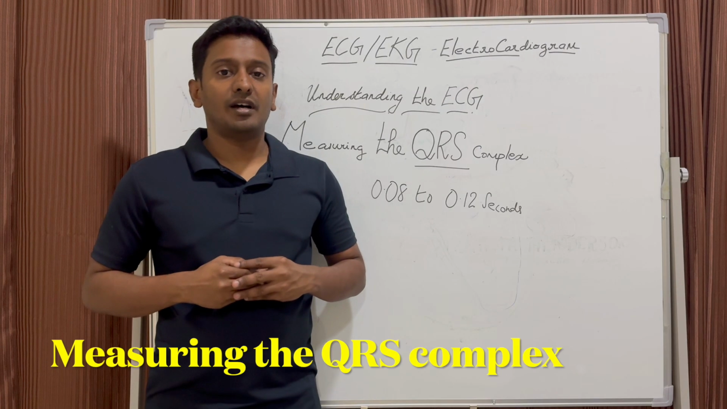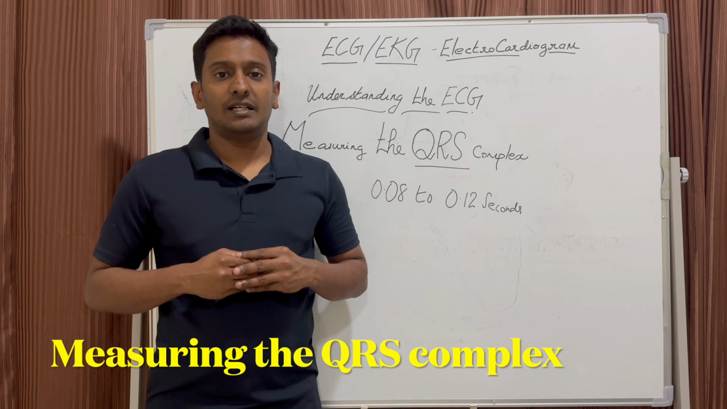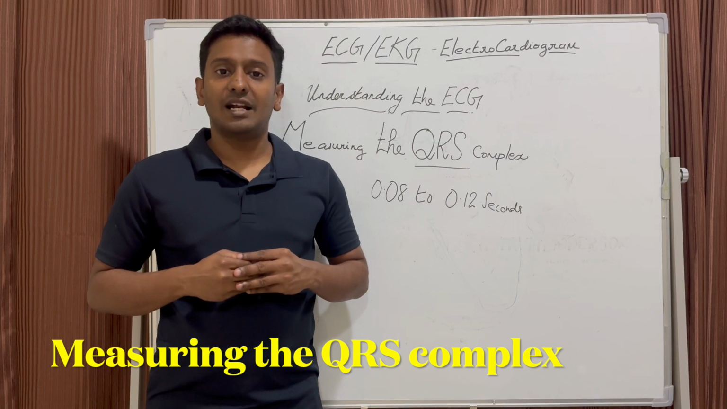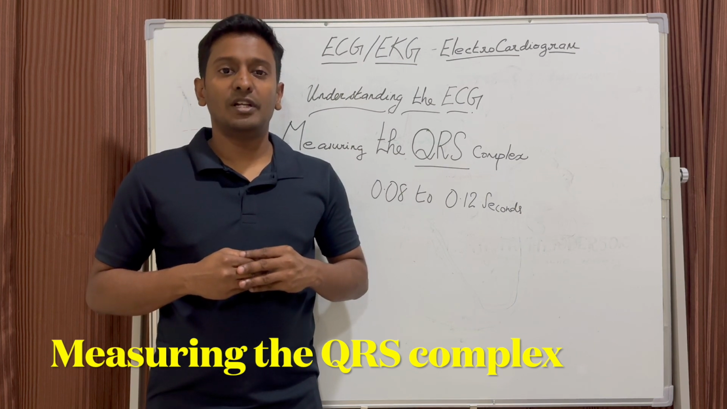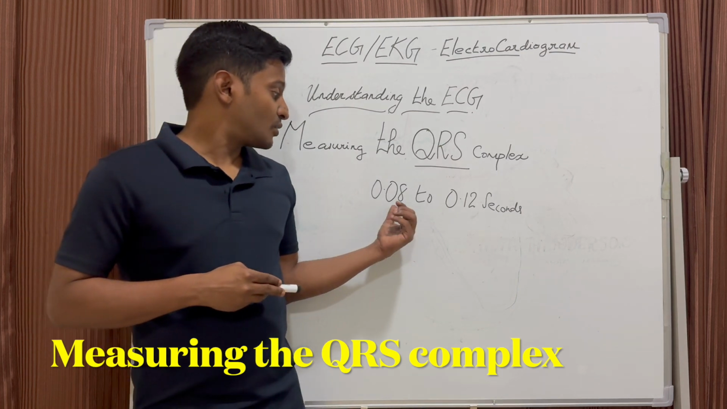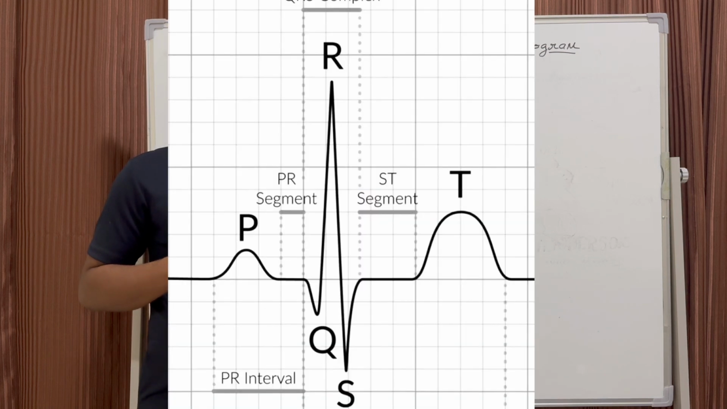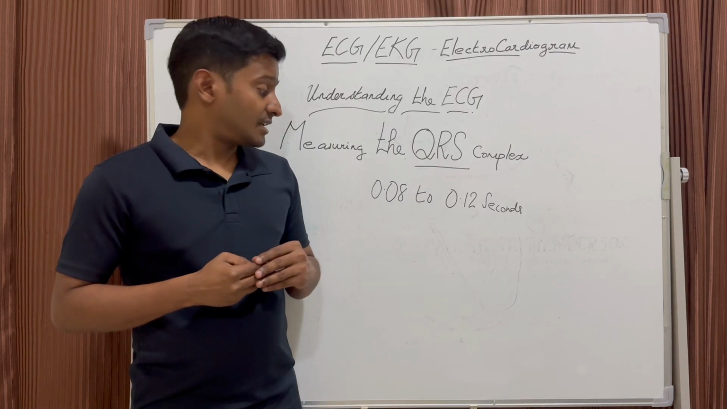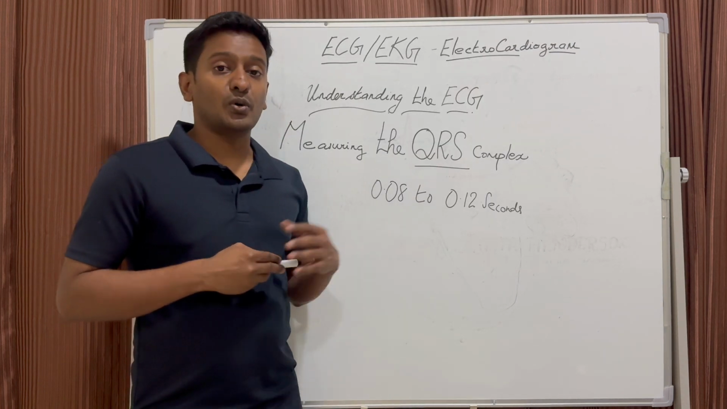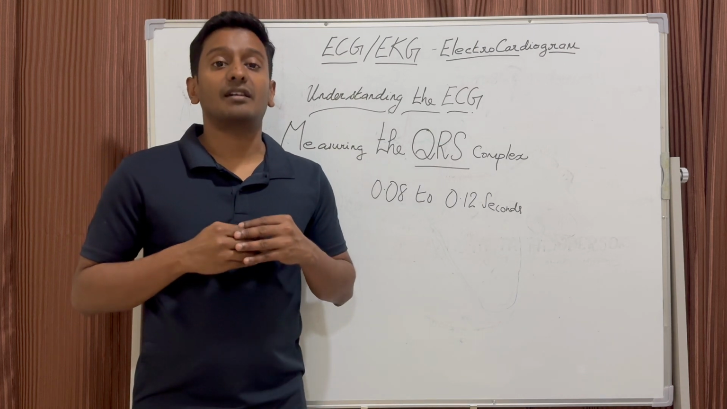Next is measuring the QRS complex. It represents ventricular depolarization. Normally it requires 0.08 to 0.12 seconds, which is 1 to 2.5 small boxes in the ECG. Any changes like shortening or a narrow QRS complex indicates a cardiac arrhythmia.